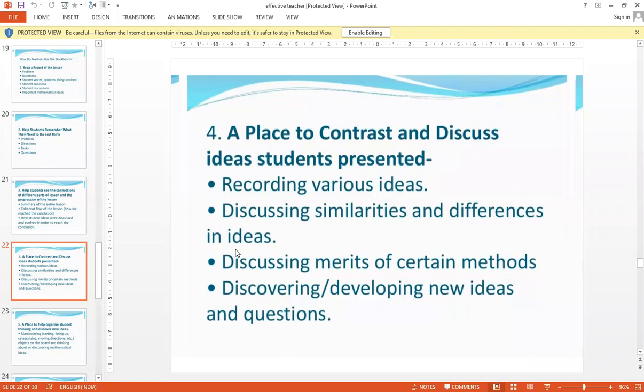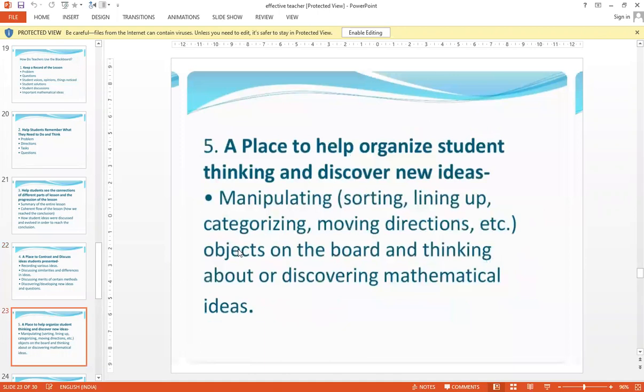Next, a place to help organize students' thinking and discover new ideas. So the board can be used as a place to help organize students' thinking and discover new ideas. Like manipulating, sorting, lining up, categorizing, moving directions, etc. objects on the boards and thinking about or discovering mathematical ideas. So it is a place to help organize students' thinking. It helps the students to think rationally, and it helps the students to discover new ideas.